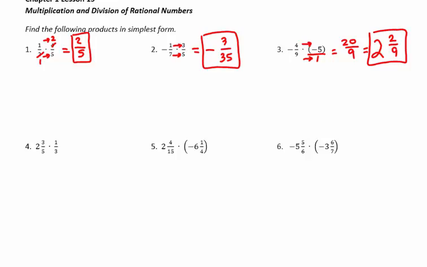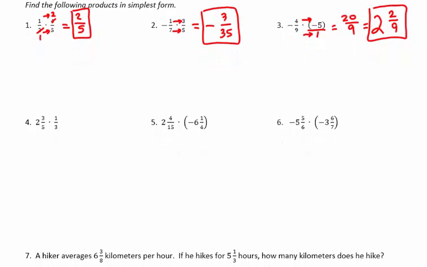Number 4, I need to change 2 and 3/5 into an improper fraction. To do that, I take the denominator 5 times the whole number 2, that's 10. Add the numerator, that's 13 over 5 times 1 over 3. I can't reduce anything here, so I multiply across, and I get 13/15.